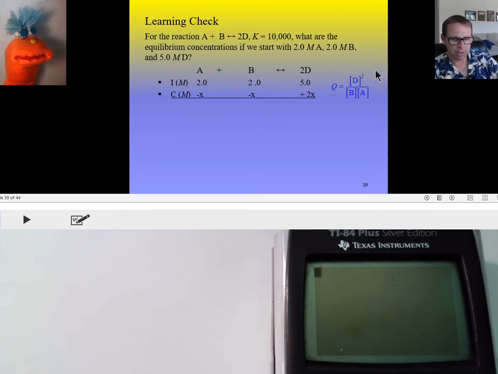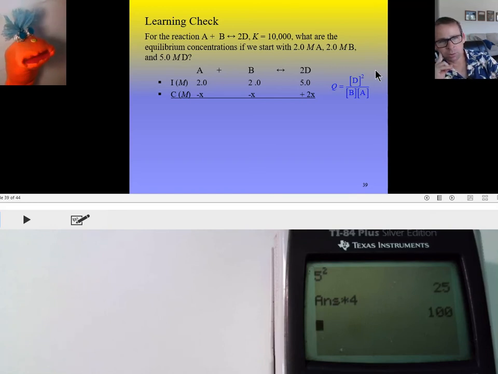So if I put 5 in, square it, right? That's D, divided by 2 times 2 is 4. So 100 is our current Q value. Did you see how we did that? Yeah, you just put 5 in, squared it, divided by 2 times 2, yeah. All right, so we're currently at 100, but we need to get to what if we're going to reach equilibrium?